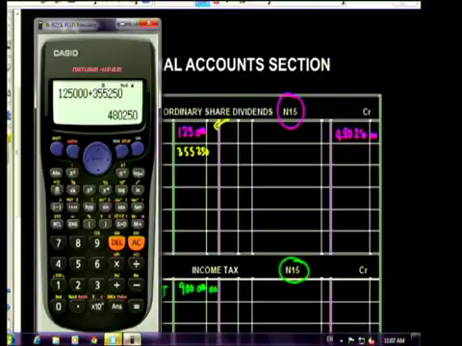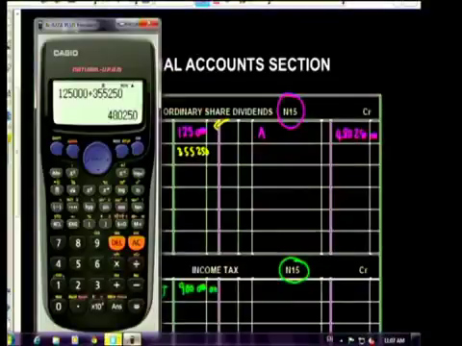What am I doing? I'm crediting my ordinary share dividends to close it because it's a nominal account. I'm doing a closing transfer. I'm transferring this to my final account. Which final account? My appropriation account. Watch my double entry.